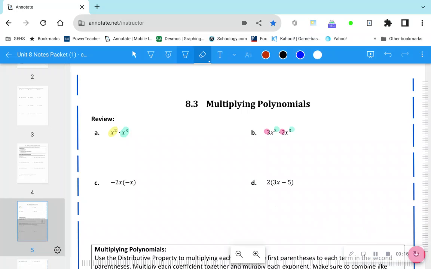Now, if you recall from last time when we were adding polynomials, you had to have these exponents right here be the same. They were called like terms. That's not true for multiplication. So we're going to look at here maybe the meaning of these exponents.